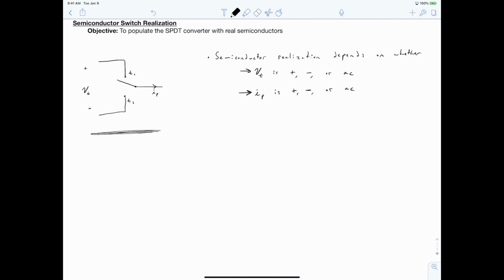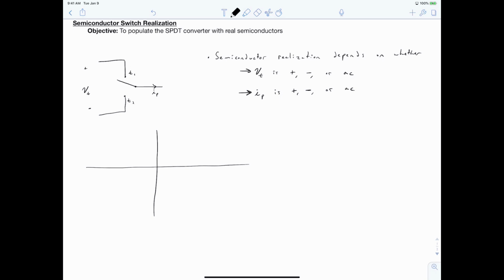And in order to decide how to do this, you need to characterize your converter in terms of whether the throw voltage is always positive, always negative, or whether it can be AC, and whether the pole current is always positive, negative, or whether it can be AC. So with this in mind, we can draw a map of the possible combinations of pole voltage and throw current.